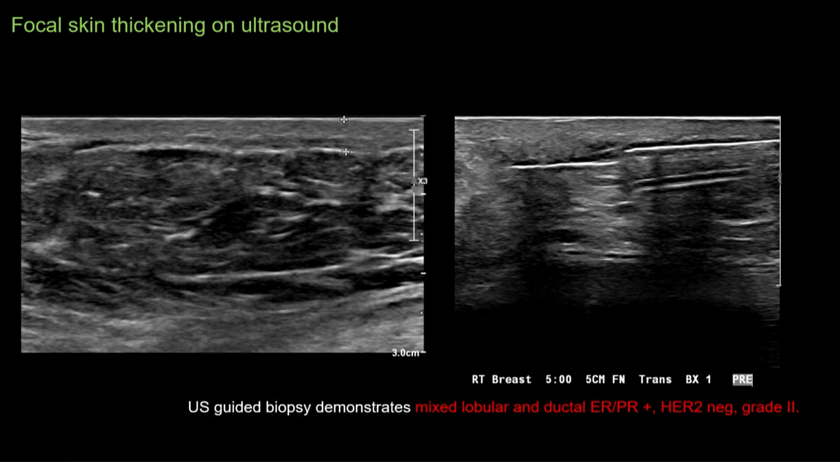So we went back to ultrasound. You can see the focal thickening, but there's also this subtle non-mass ultrasound finding, and that was targeted for biopsy. And this demonstrated, again, mixed lobular. It's that lobular component that causes us trouble, mixed lobular and ductal, hormonally positive, HER2 negative cancer.